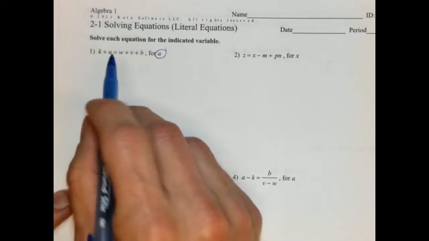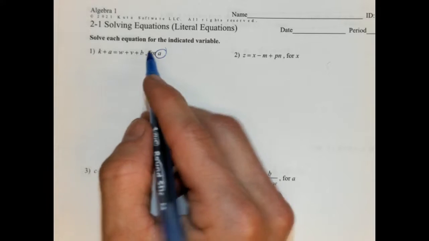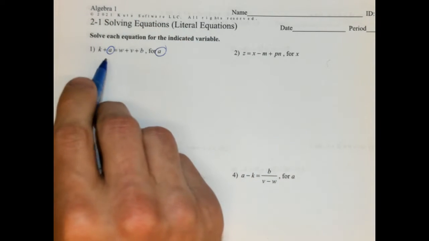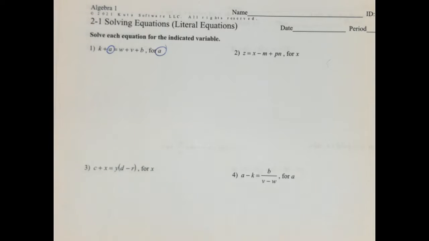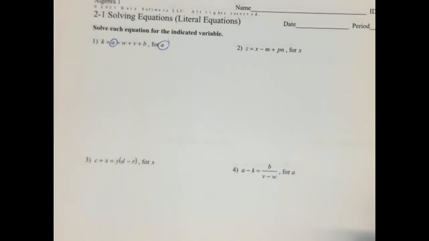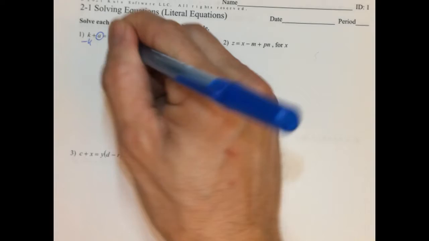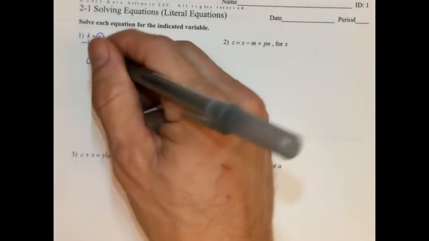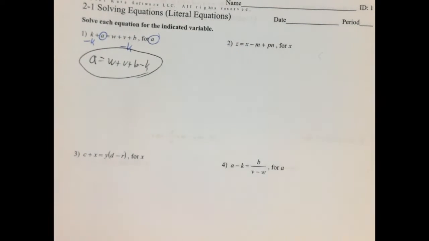So here it says solve for a. That's our target variable, and you can see a is part of this massive equation. We have k plus a equals w plus v plus b. So this is the variable we're trying to get by itself. Okay, so we have k over here. Let's get rid of that k. You would move k just like you would a regular number or regular term during a standard equation. So we're going to use the inverse operation, and we're going to subtract k from both sides. So we're going to subtract k. A is going to be equal to all this minus k. So w plus v plus b minus k, and that's our answer. That's all we got to do.